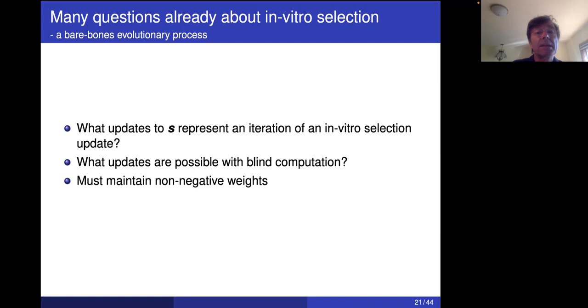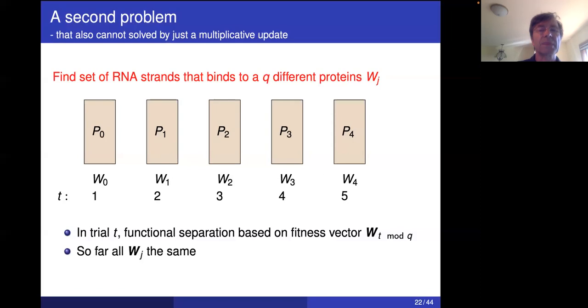Do you remember when we simulated Bayes' rule? We did it without knowing the individual vectors. Okay, so now let's do a more challenging thing. Second problem, we don't want to attach to one protein. We want to attach to four different proteins. Each of them should be, you want to get an RNA strand that attaches, or a small group of RNA strands that does this. And this is a very challenging task, because you want to have a set of RNA strands.